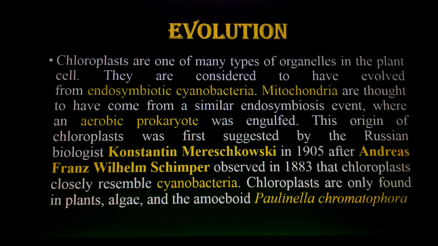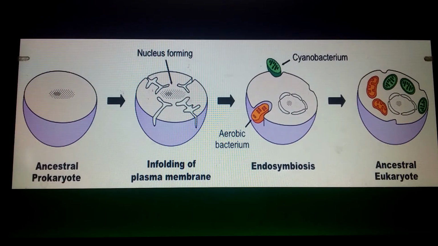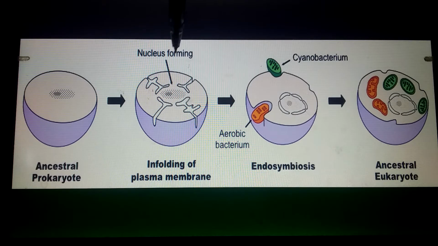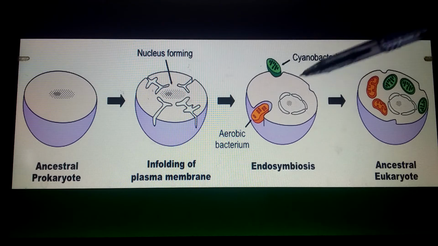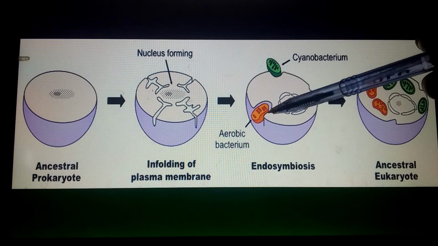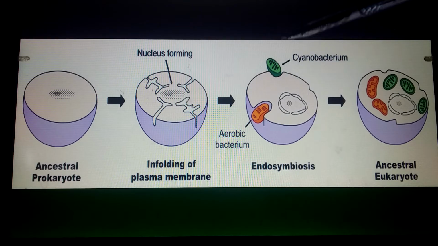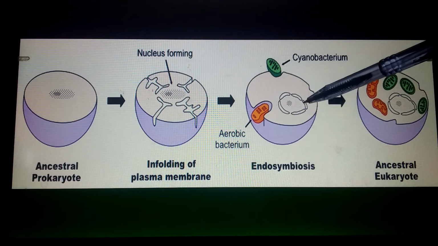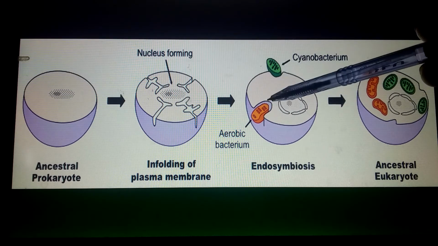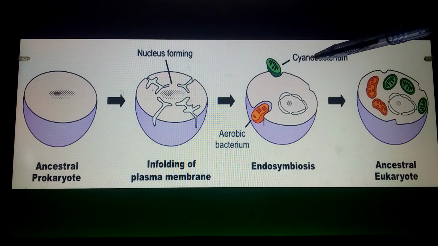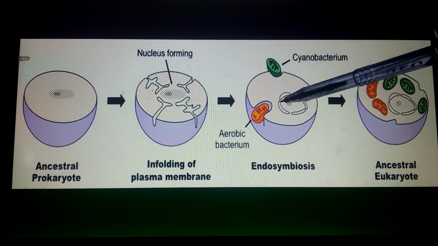So what will happen? As you can see here, this is the endosymbiosis theory. This is the ancestor cell, and with the passage of time, what will happen? The membrane enfolded and produces the nucleus. With the passage of time, this ancestor cell then engulfed aerobic bacteria and cyanobacteria. First the enfolding of the membrane, then the next step, the ancestral prokaryotic cell engulfs aerobic bacteria and cyanobacteria. Aerobic bacteria, you know, use the oxygen.